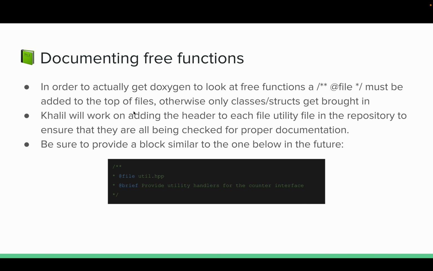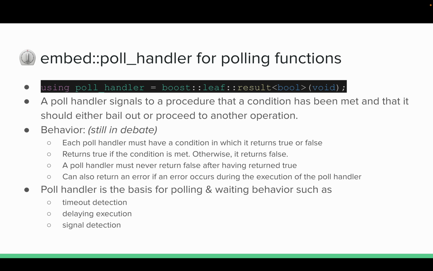Okay, moving on. Embed poll handler for polling functions. So the definition is basically here: using poll handler, that's the type, is equal to boost leaf results bool and takes no arguments on the input. So it's basically just saying that we have a function that can either return an error type or can return a bool, true or false. I'm still in debate on whether or not what the behavior should really be for a poll handler. So if you have any ideas by the end of the meeting, please tell me.